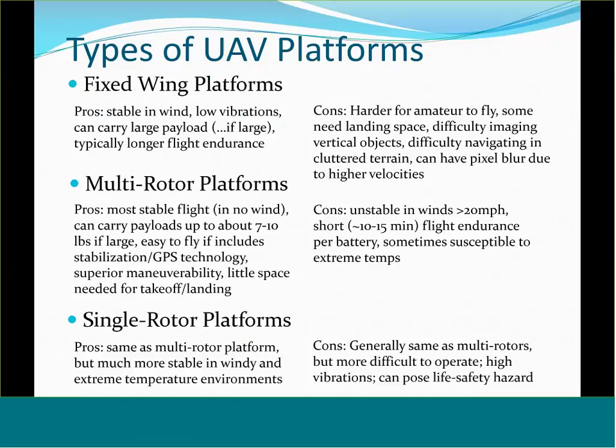If I was to summarize pros and cons of the different types of platforms based on our experience, I could summarize it like this. Referring to fixed wing platforms, some of the positives are that they tend to be very stable in wind. We've flown these platforms in 40 to 50 mile per hour winds, and they do pretty well. They have generally low vibrations, so we can get some very clear imagery from them. And they can carry very large payloads depending on the wingspan or the size of these platforms.